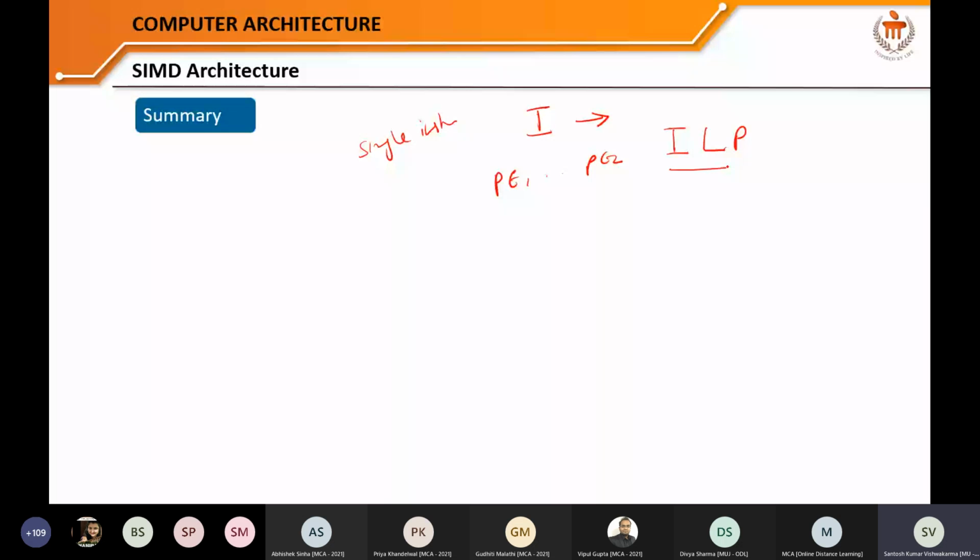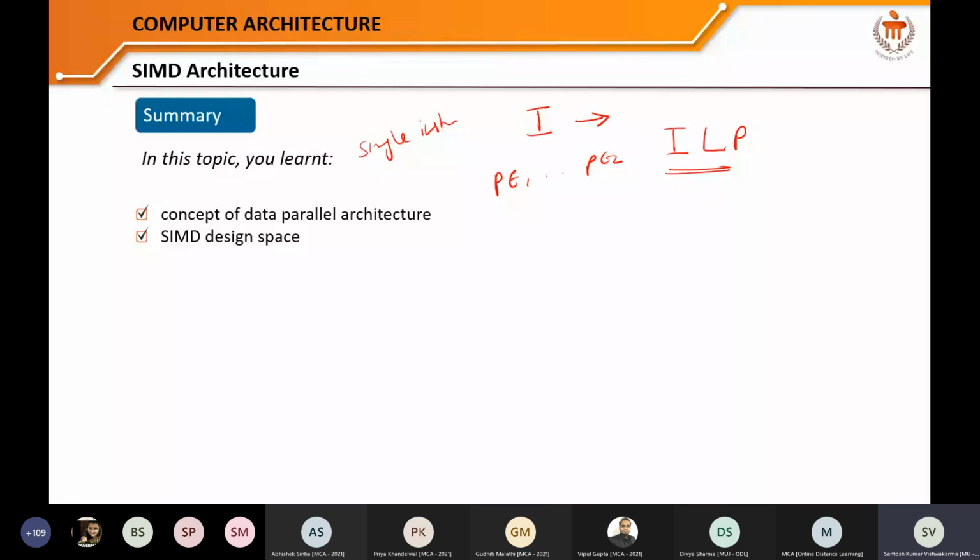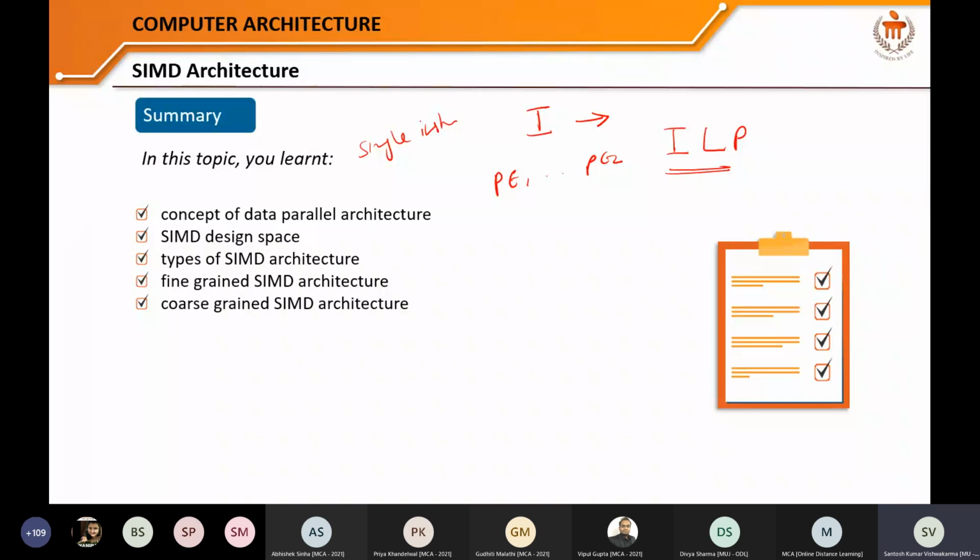So let me summarize that in this topic you have learned about the concept of data parallel architecture. In the very beginning, I discussed the design space and design issues in terms of software category as well as hardware category, where we discussed the environmental features, maintainability, scalability, and other very important features. We have also discussed the types of SIMD architecture, fine-grained and coarse-grained. And apart from that, we have also seen so many differences between fine-grained and coarse-grained systems.